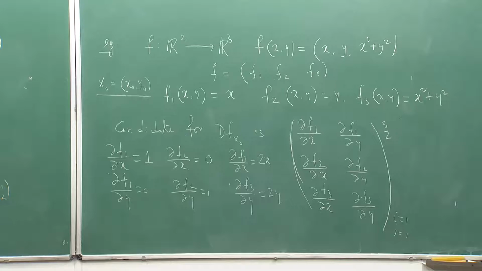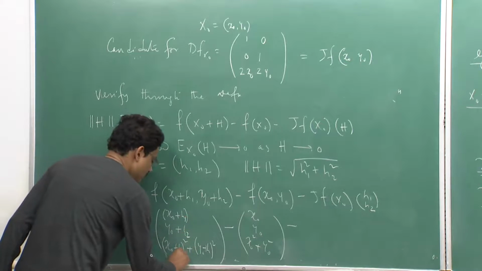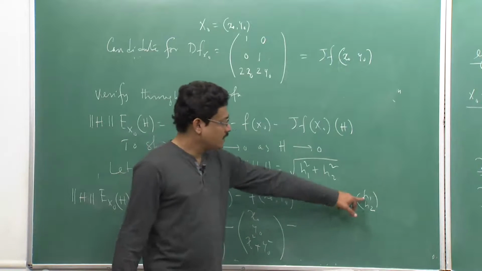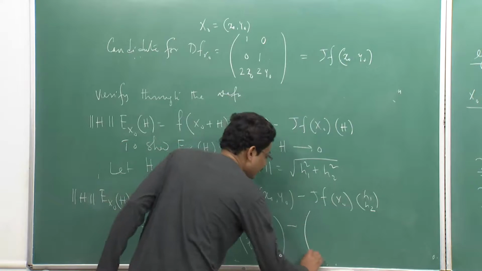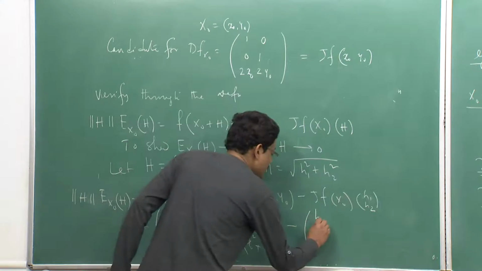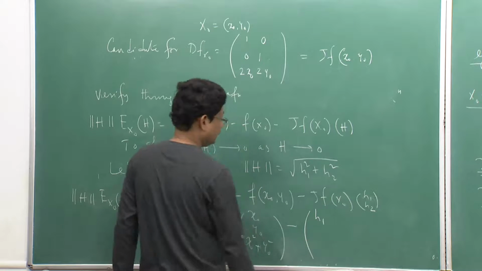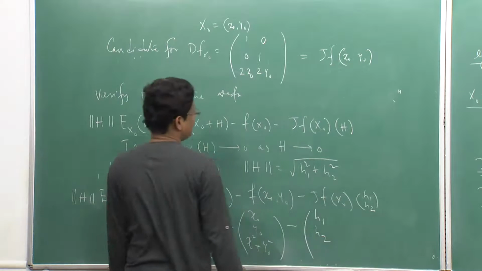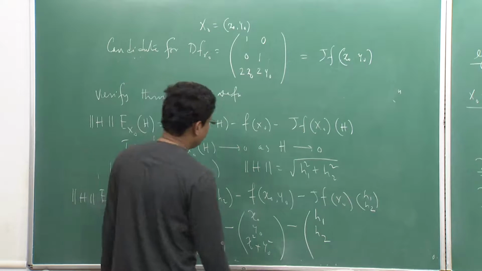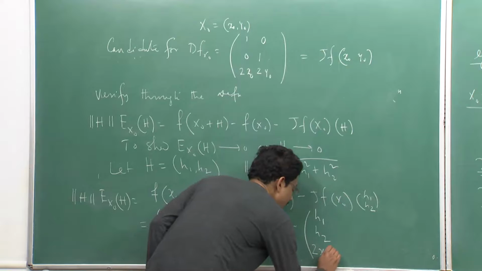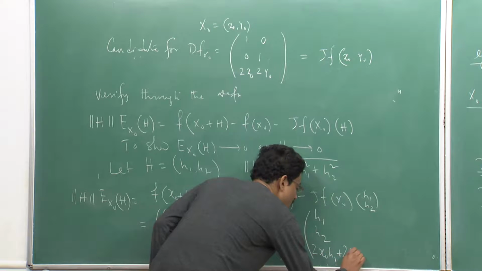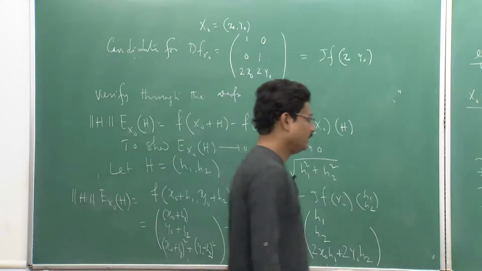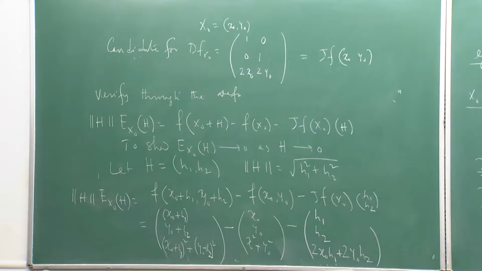at h1, h2. This matrix acting at h1, h2, you can easily compute. That will be h1, then h2, and then 2 x naught h1 plus 2 y naught h2. Okay. Continue the calculation here.